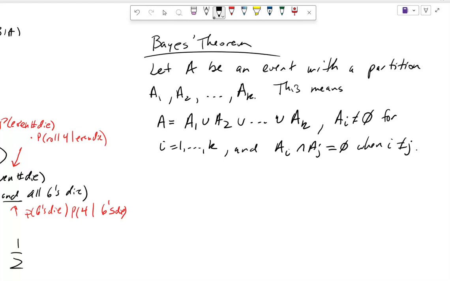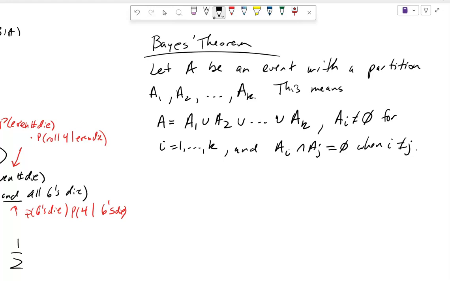It's a lot of math, I know. Okay. It just says that we're splitting our event A into mutually exclusive pieces and making sure that each piece actually contains something. That's what this part is here. That's all that says, all right? So I'm going to break it up into these pieces in this fashion.